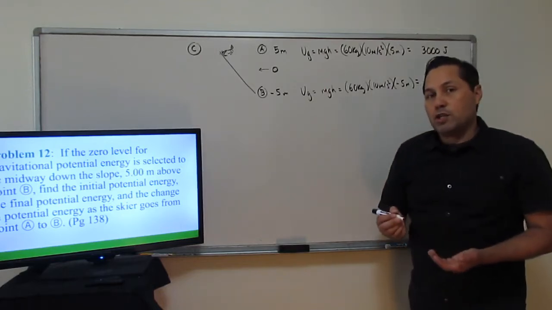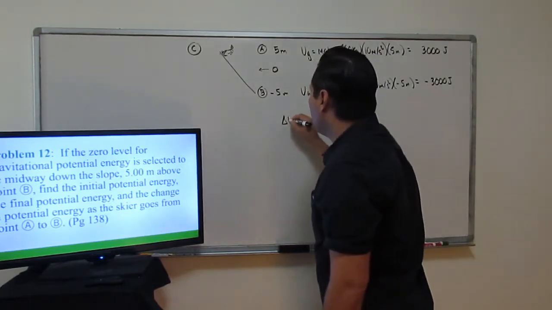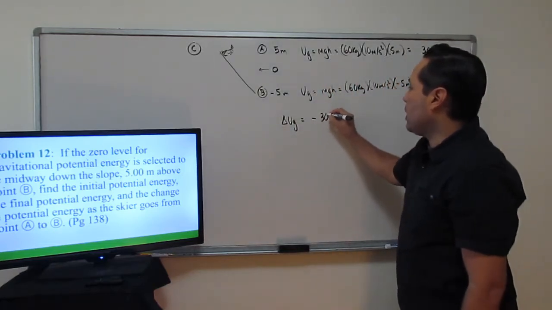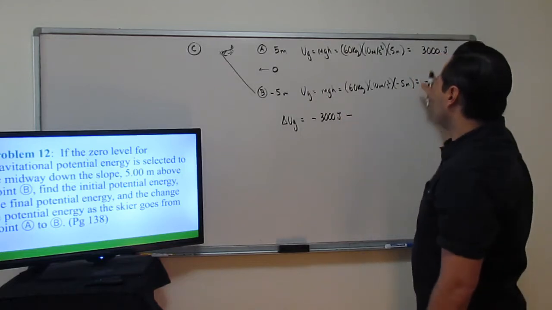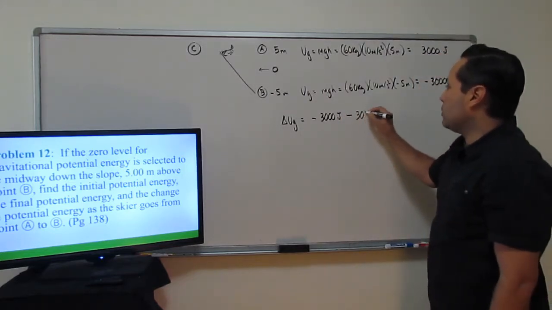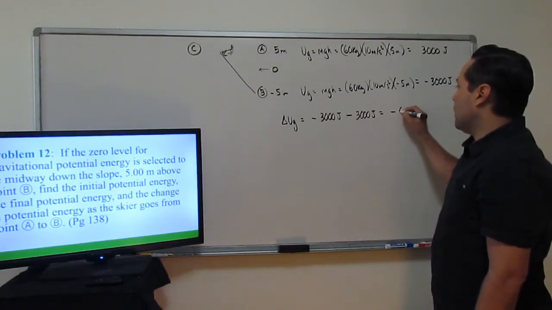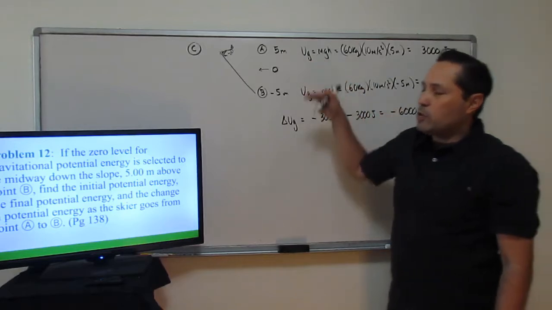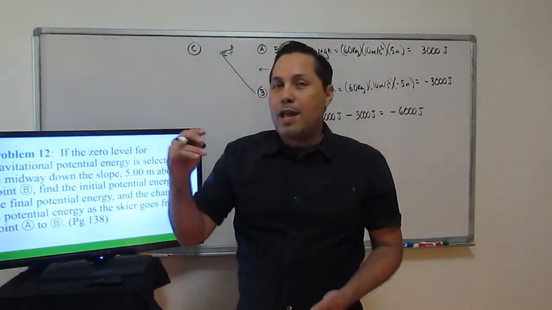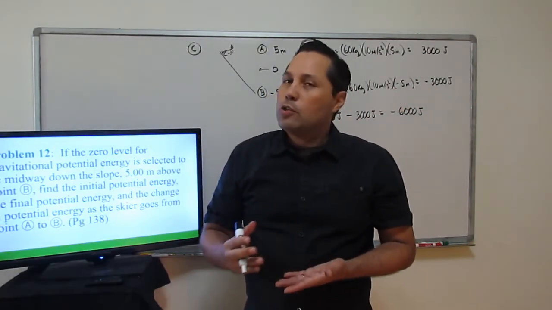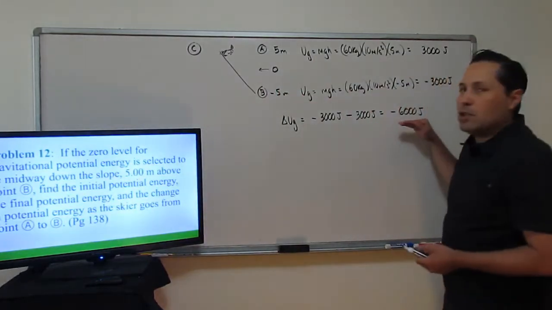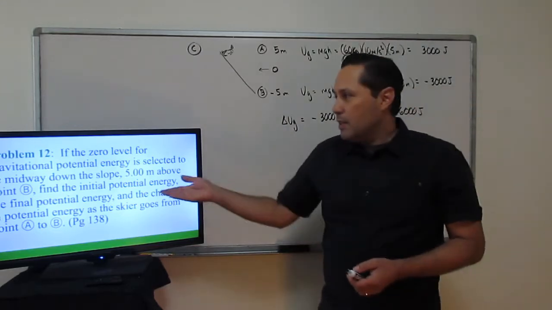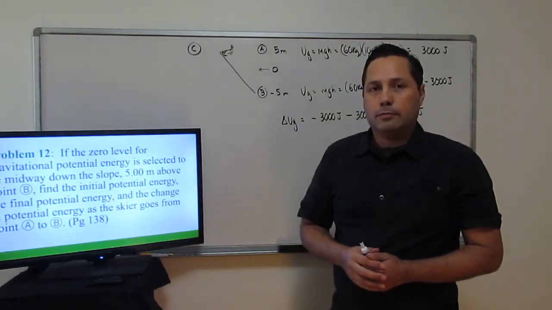So what is our change in potential energy? Change in gravitational potential energy is equal to final, negative 3,000 joules, minus initial, 3,000 joules. And again, it is negative 6,000, because as mentioned earlier, the reference point was not going to change the fact that point A and point B are 10 meters away from each other. So that's why you always end up with the same change in potential energy regardless of where the reference point is. That takes care of problem number 12.